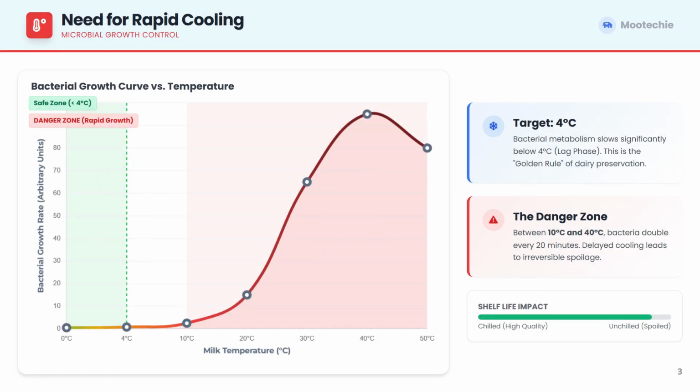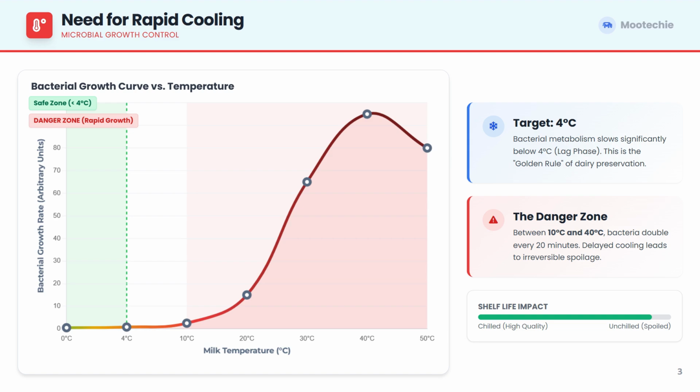The need for rapid cooling is clearly illustrated by the bacterial growth curve shown on this slide. The graph compares bacterial growth with increasing temperature. The safe zone is below 4 degrees Celsius, where bacterial metabolism slows significantly. The danger zone lies between 10 degrees Celsius and 40 degrees Celsius, where bacteria can double every 20 minutes. Delayed cooling leads to irreversible spoilage. Thus, 4 degrees Celsius is considered the golden rule of dairy preservation.